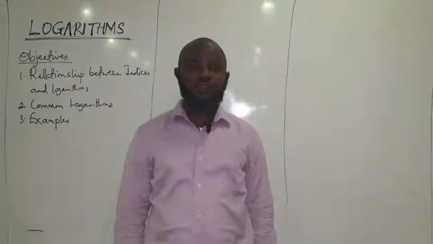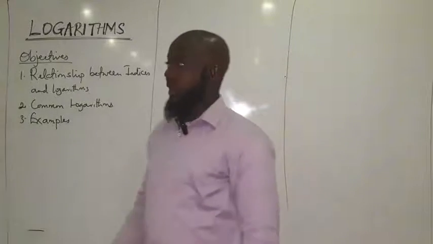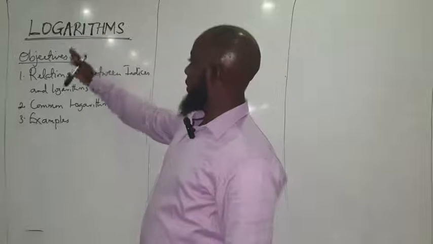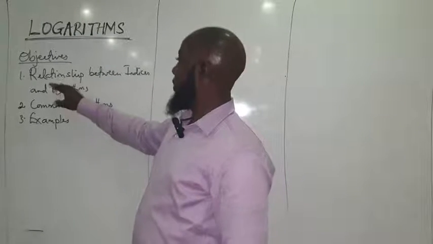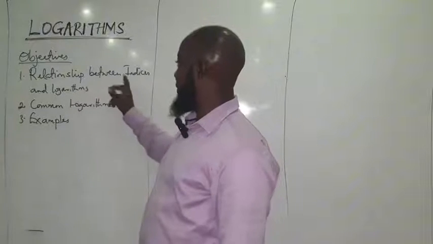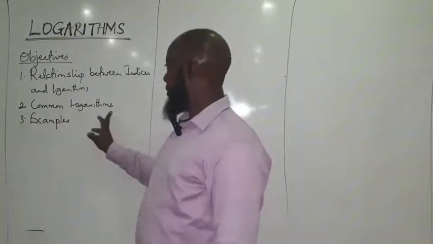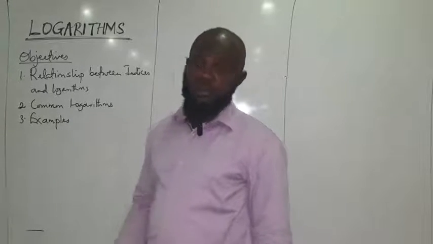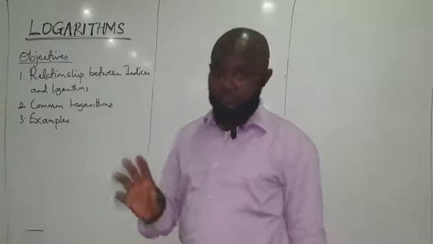So in this class, we want to look at logarithm. We just concluded indices. Under the topic of logarithm, we want to look at the following objectives. The first one is the relationship between indices and logarithm. Then we look at common logarithms, then we look at examples. So these are the objectives we want to achieve in this video.